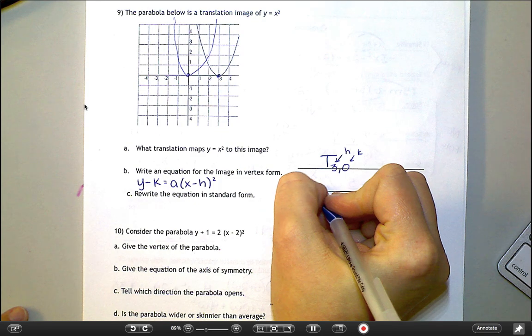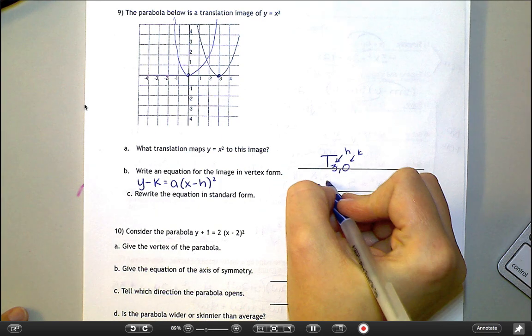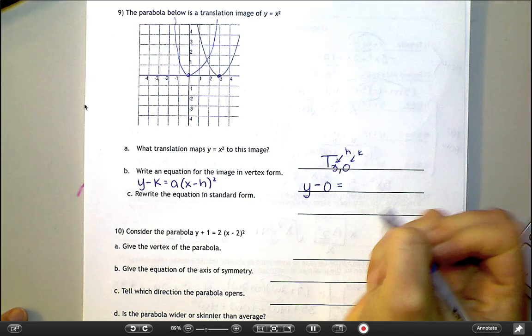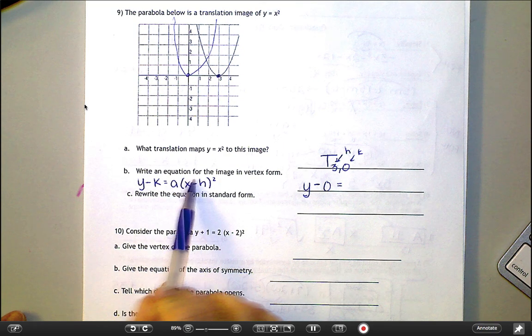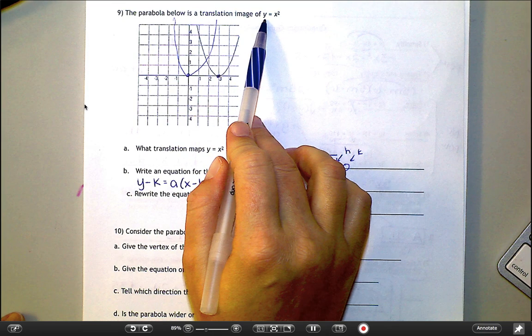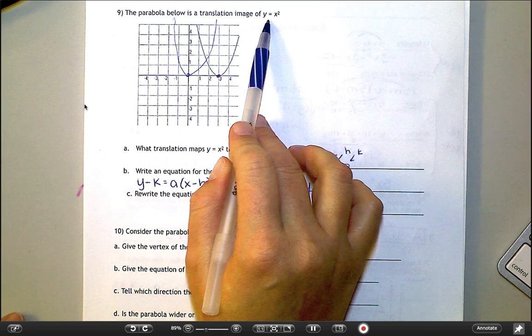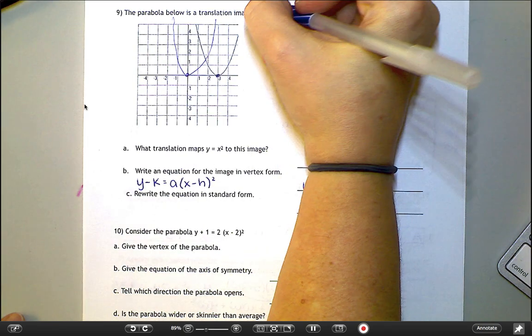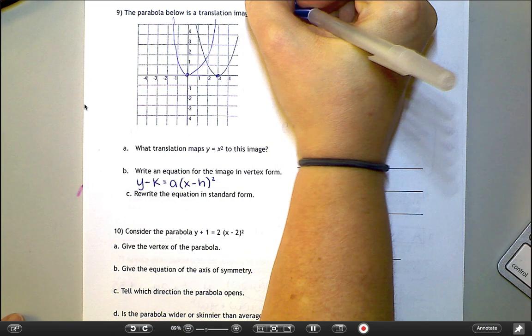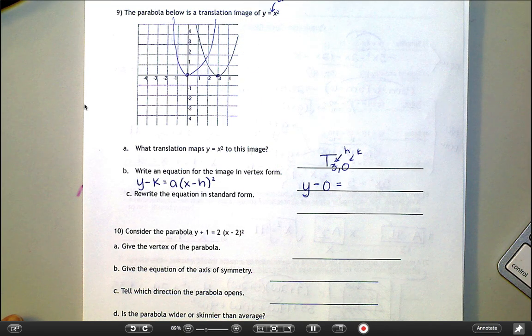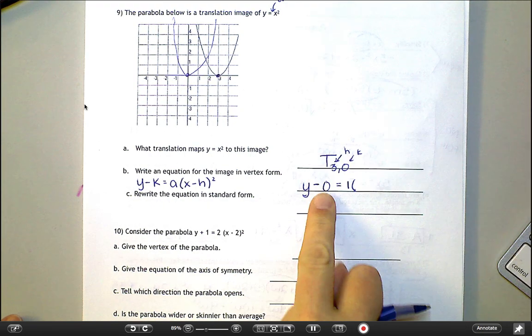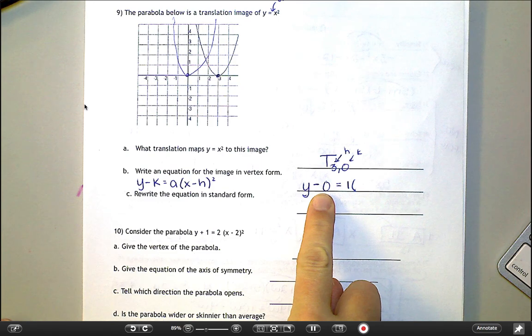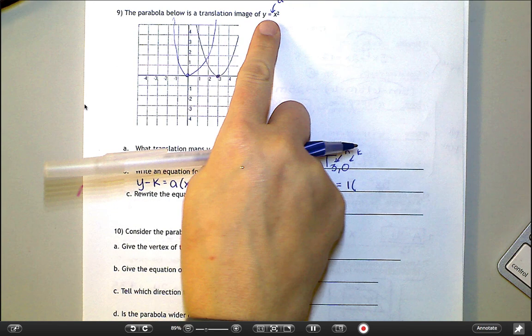y minus my k value, which is 0, equals, now that a value would have shown up in my original parabola. In this one, my original parabola is just y equals x squared. My a value here is just a 1. So in my parabola, I'm going to go ahead and write in a 1, but you wouldn't really have to, just like you wouldn't actually have to write that 0 either. But I just wanted you to know that that's where it would come from.